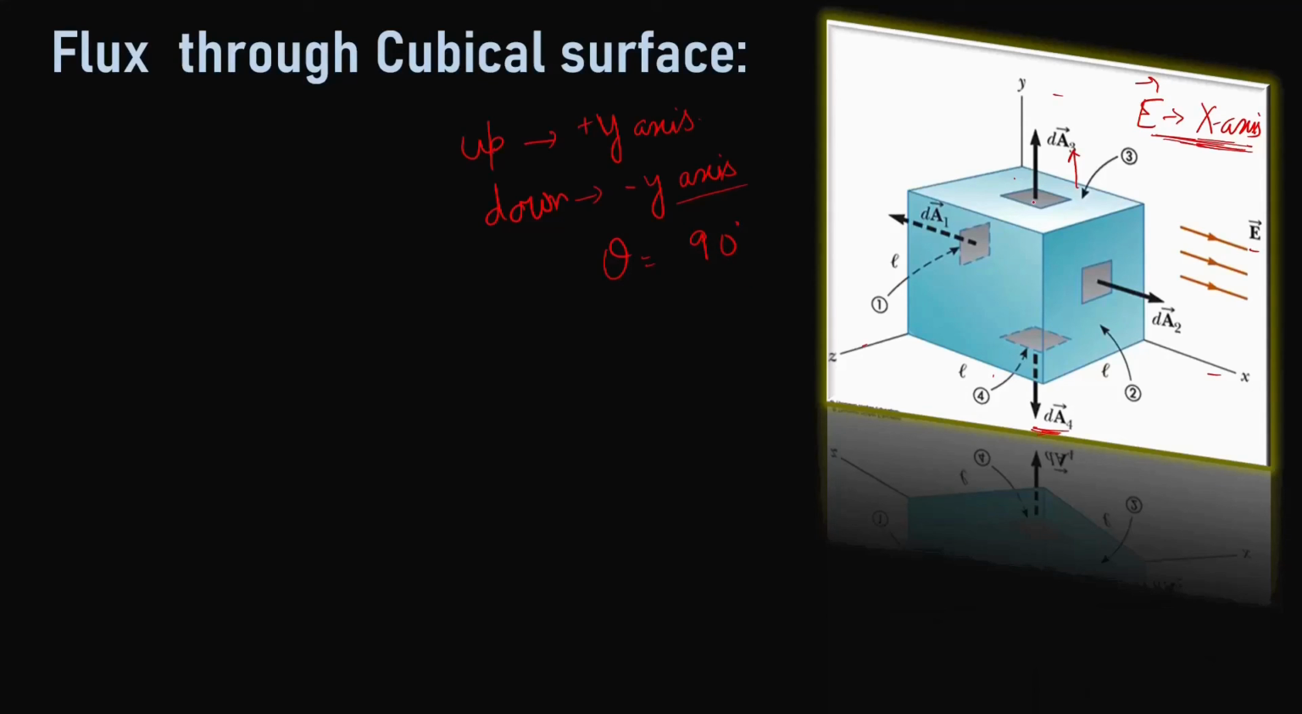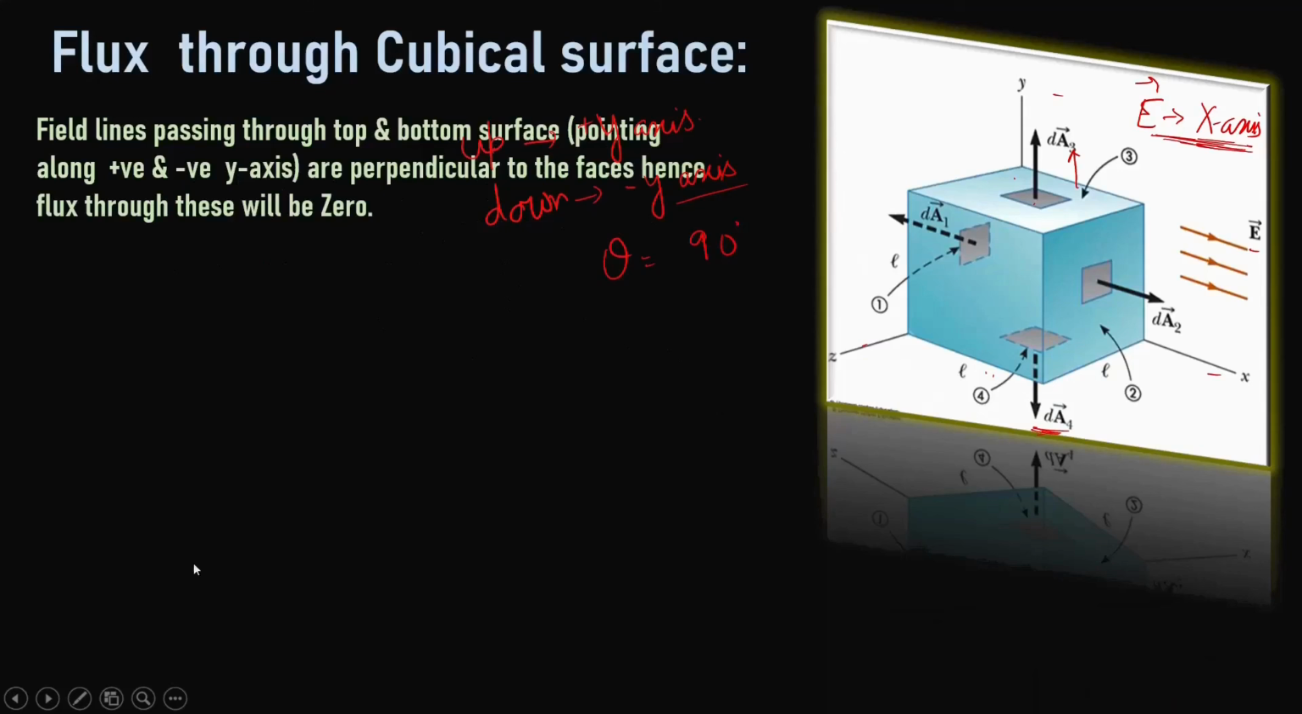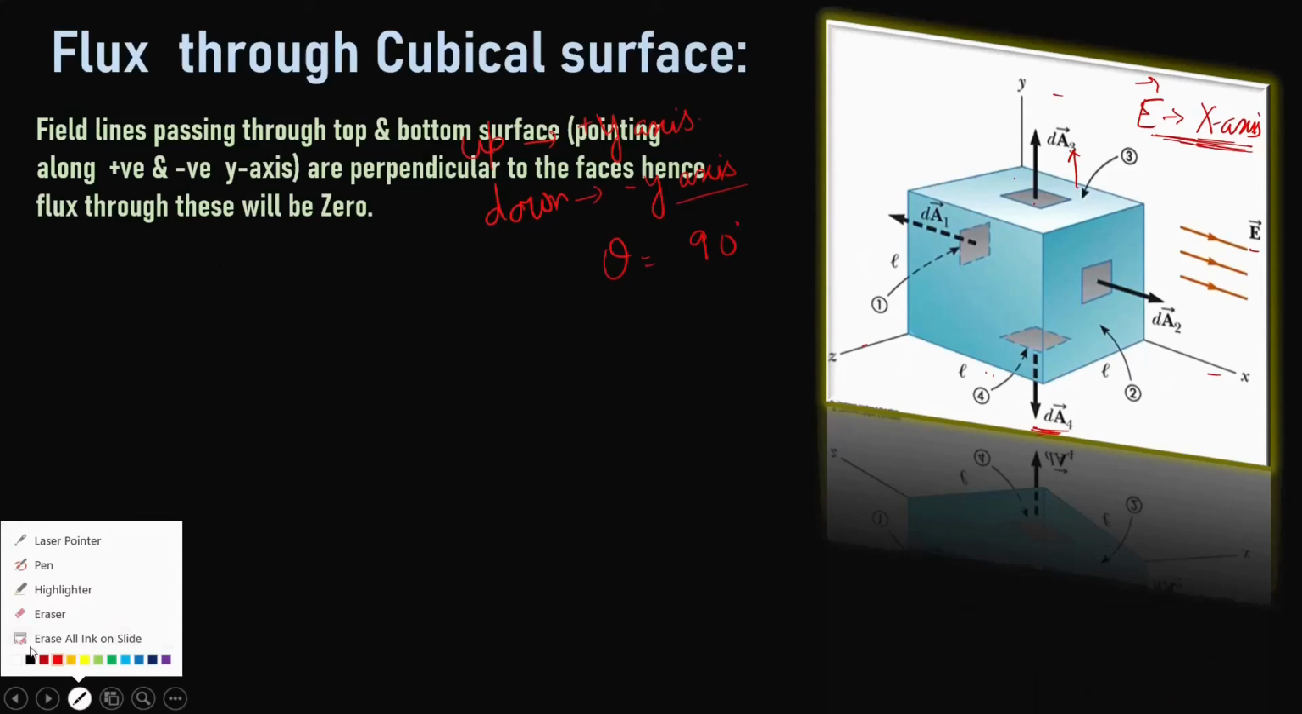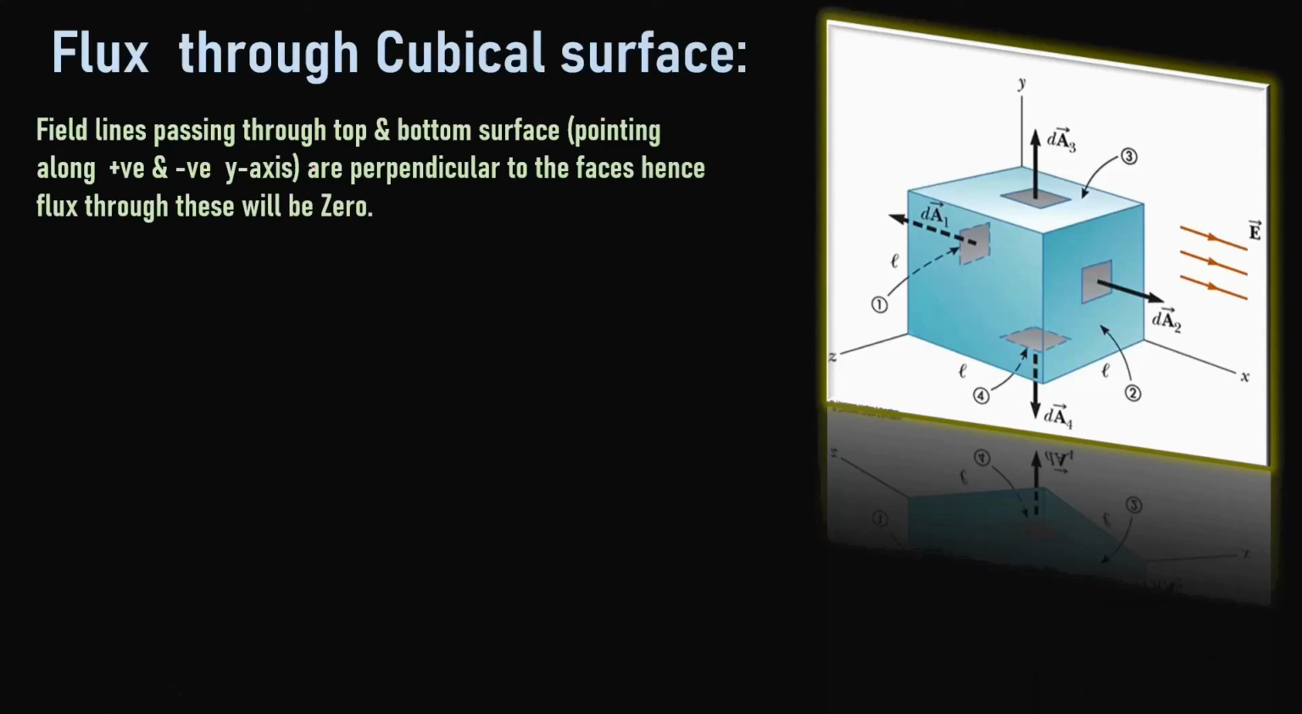So the flux associated with the top and bottom face will become equal to 0. The field lines passing through the top and bottom surface, which are pointing along the positive and negative y-axis, are perpendicular to the faces and hence the flux through these will be 0. The area vectors of the top face and bottom face make an angle of 90 degrees with the electric field, so the flux associated with these two faces will be 0.